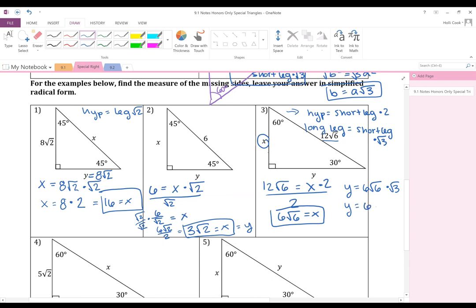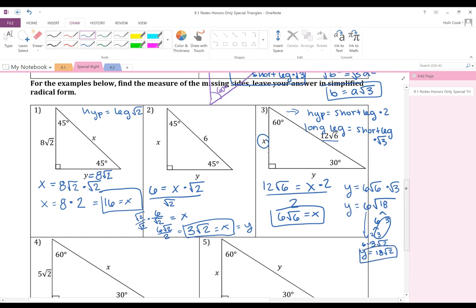Now when you're multiplying square roots, you just multiply them underneath each other. So 6 times 3 is 18. We need to check if we can simplify. 18 is 6 times 3. 6 is 2 times 3. We have a group of 3's. So we're going to get 3 root 2 times our 6. So y is going to be 18 root 2.